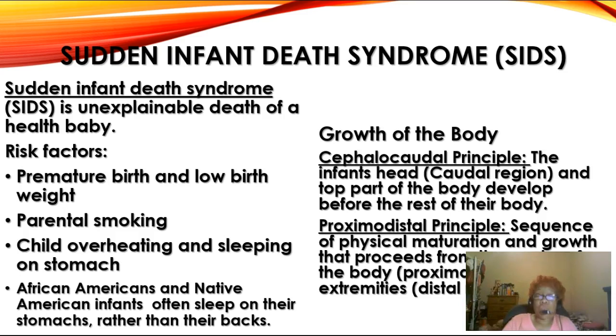How does the body grow and develop? Well, even during prenatal development, the infant's head, which is in the caudal region, the top part of the body, develops before the rest of the body. And the proximodistal principle is a sequence of physical maturation and growth that proceeds from the center of the body, which is called the proximal region, to the extremities, the distal region.